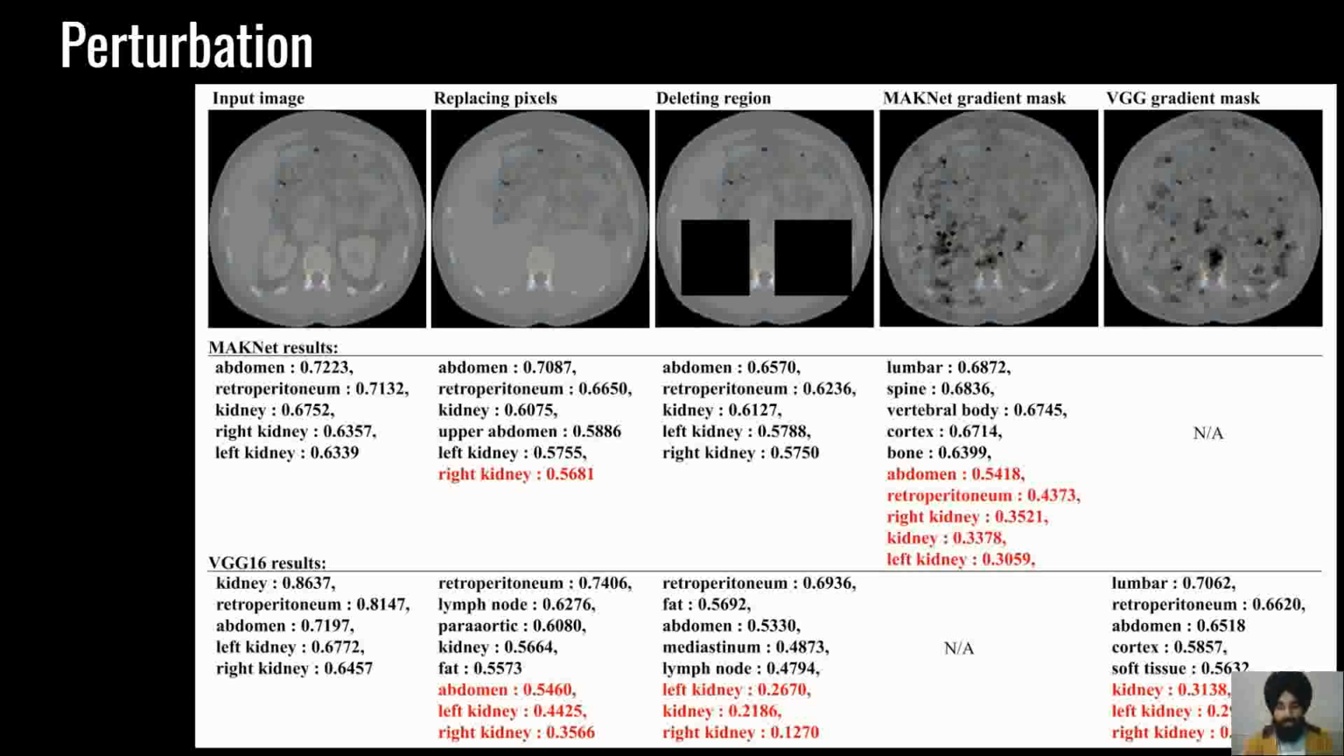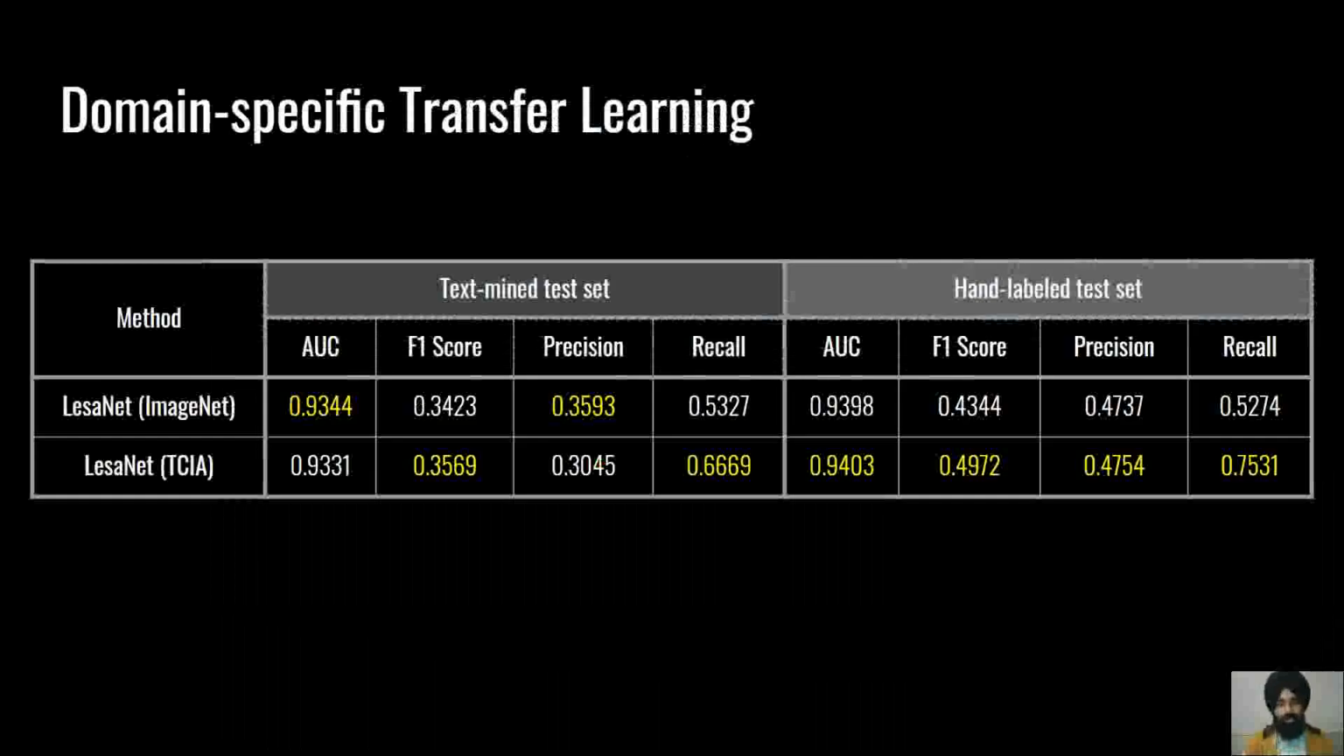Relative to VGG16, as MarkNet learns the implicit relationship between labels, no significant change in label confidence level is observed for replacement and deletion, whereas masking the salient region based on integrated gradients causes a significant drop in the confidence of the original top 5 labels, highlighting the importance of the features learned by MarkNet.